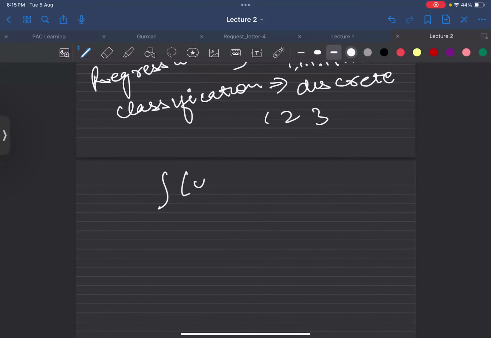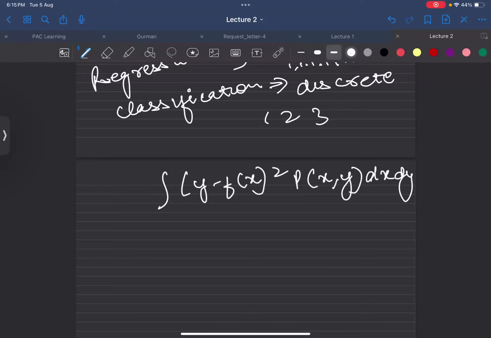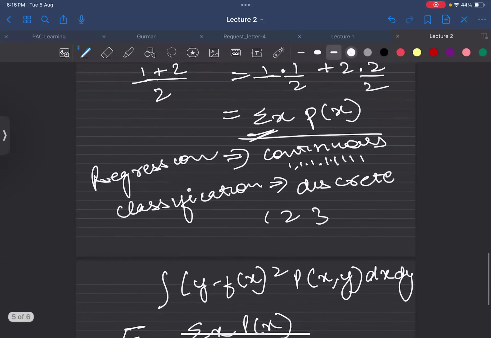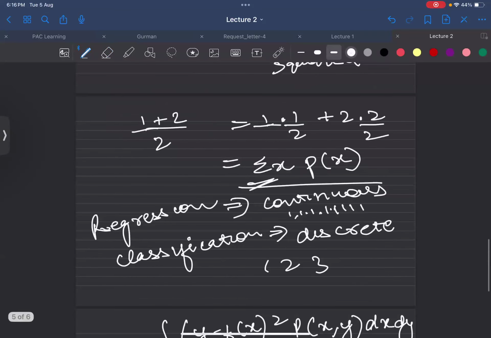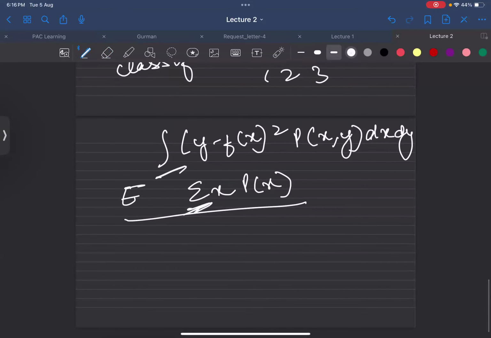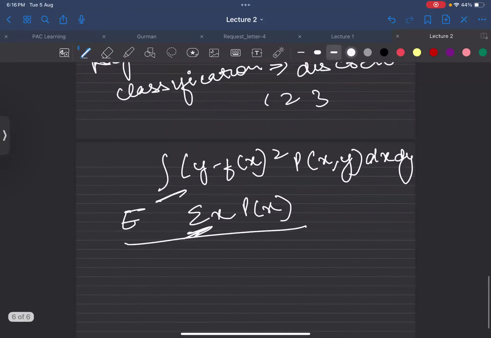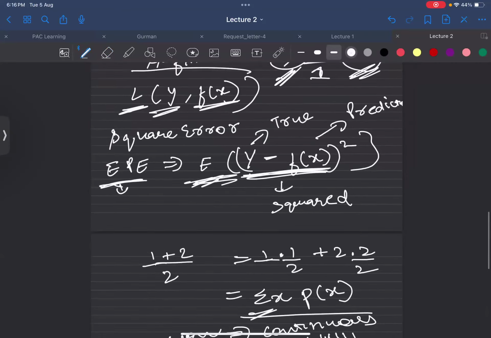I'll write it the easy way. The same thing, summation of x into p of x. This is the expectation. Now the same expectation I have written like this, only I have replaced the sum with the integration. Rest is the same. Is it clear?